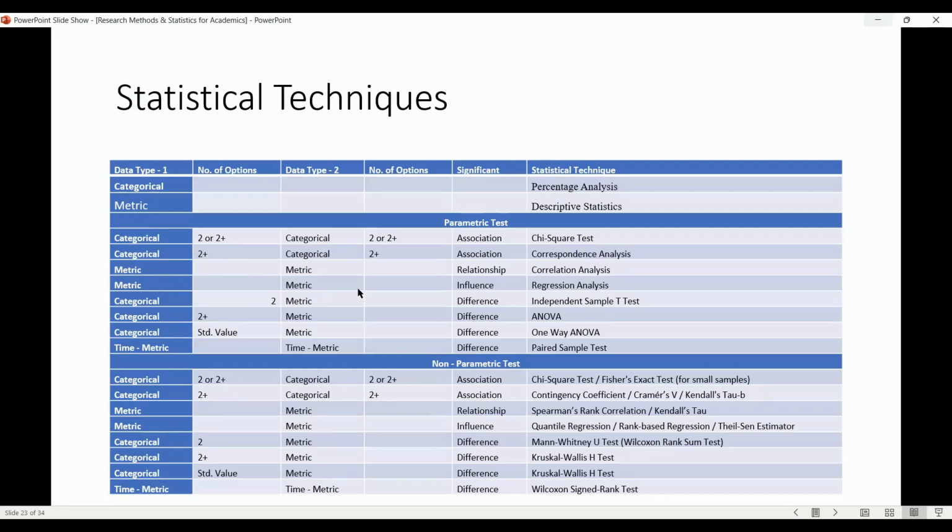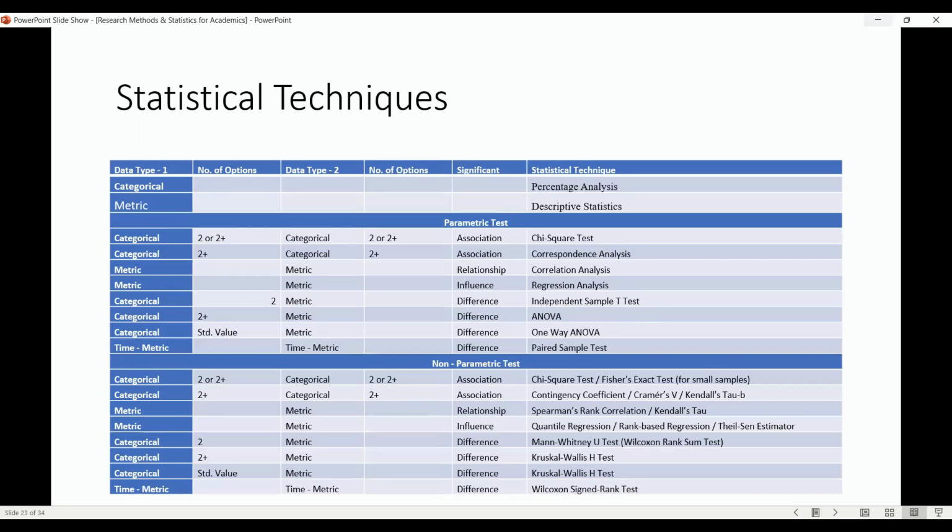And if both the data are metric, go for correlation analysis. If both the data are metric and have a significant relationship, go for regression analysis. And if the categorical data has only two options and the other is metric data, go for independent sample t-test. If the categorical data has more than 2 options and the other data is metric, go for ANOVA. Similarly, if it's a standard value, go for one-sample t-test. Parametric tests are generally done if your sample size is high. Obviously, your data set will then follow the normal distribution.